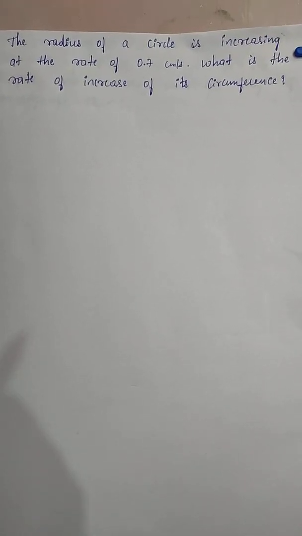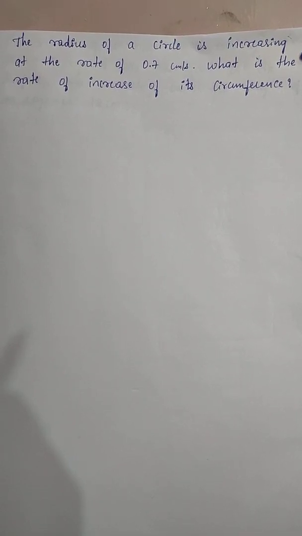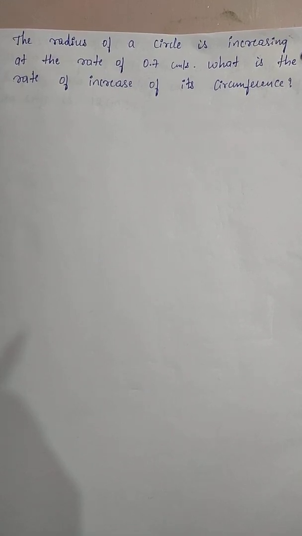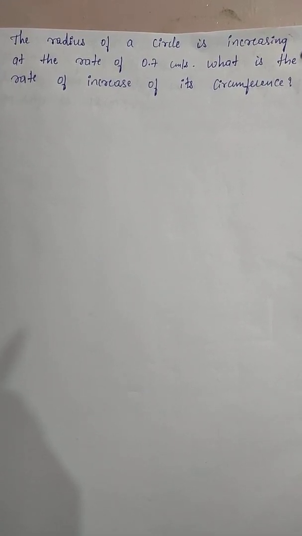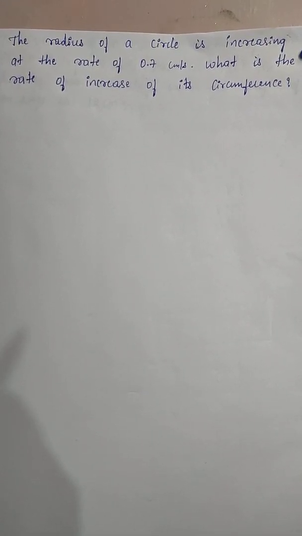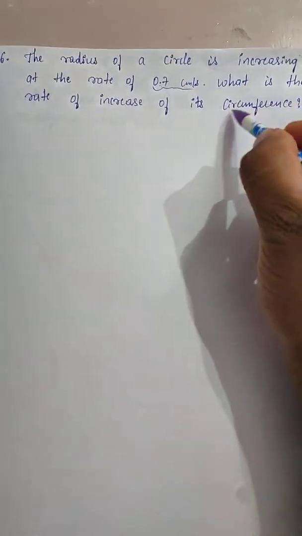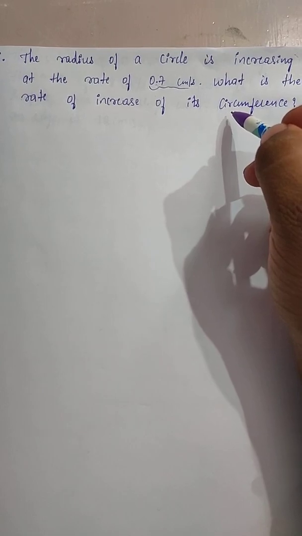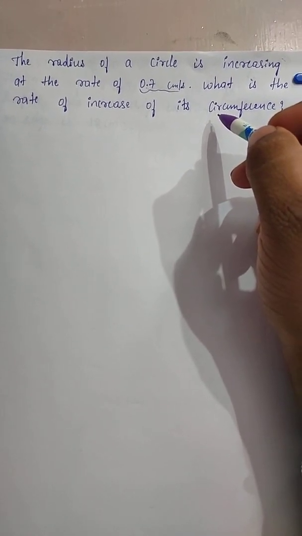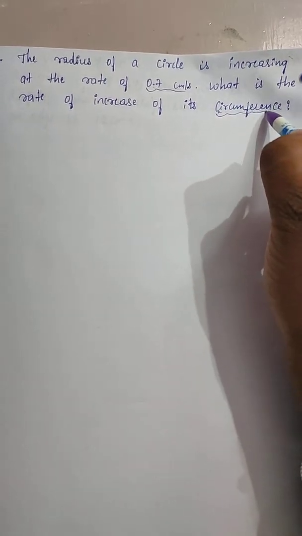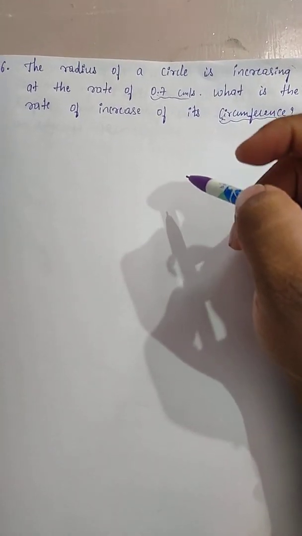Now, let me go with the first question. The radius of a circle is increasing at the rate of 0.7 centimeter per second. What is the rate of increase of its circumference? Clearly see the question. Circle usually means they are talking about the area, but in this question they are talking about the circumference.